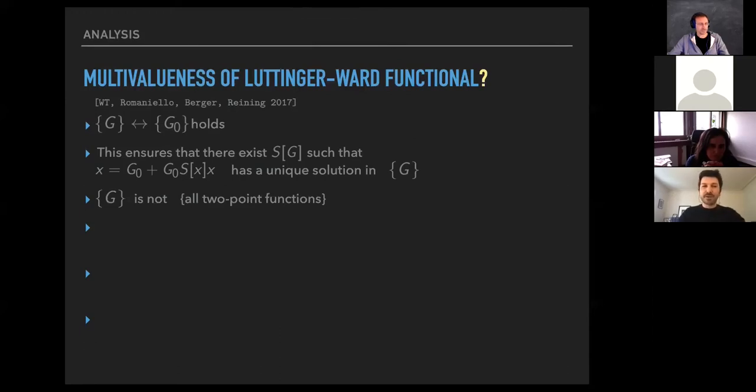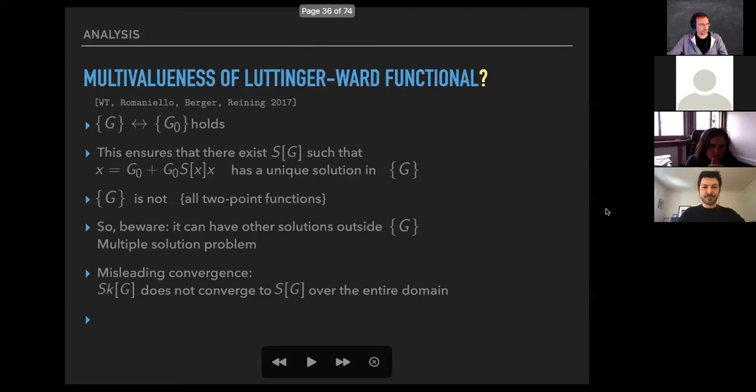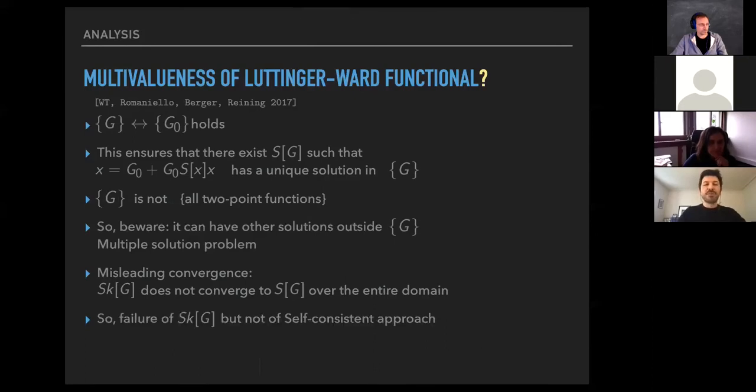However, the Green's functions are not all two-point functions. And this is a subtlety that in that paper was not well emphasized. The consequence of this is that even though the self-energy functional exists, this equation here can have other spurious solutions outside this range. So basically, our interpretation of the numerical results of this misleading convergence was that the skeleton series does not converge to a good self-energy functional everywhere in the domain. So we interpreted that as a failure of the skeleton series, not the self-consistent approach by itself.